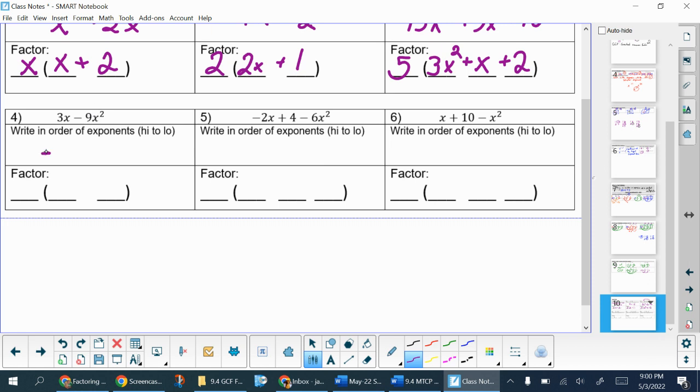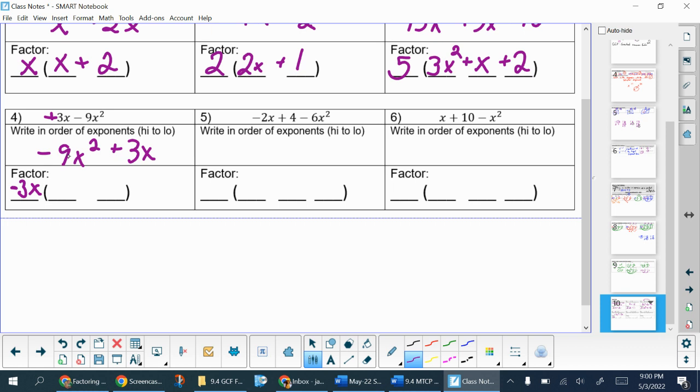Next one here, I'm going to rewrite it. Negative 9x squared, because that negative goes with the 9x squared, plus 3x. This 3x is positive. It's not written there, but it is. My greatest common factor here, I'm going to use a negative 3. I want to pull out a negative sign because that negative is the leading coefficient. And then between 9 and 3, 3 is the common factor. X squared and x, I'm going to factor out an x.